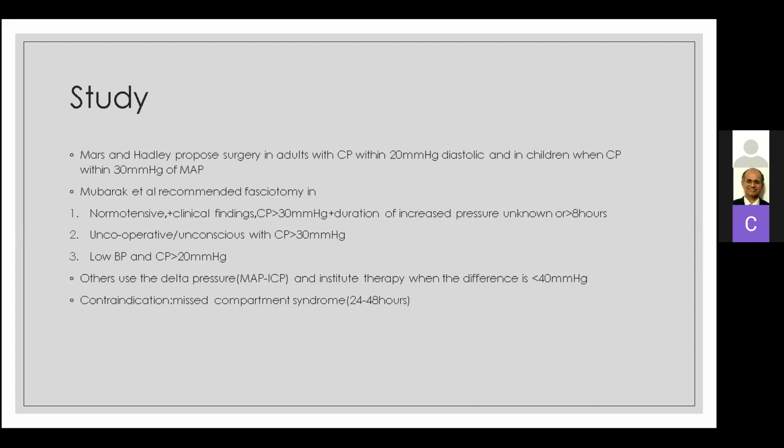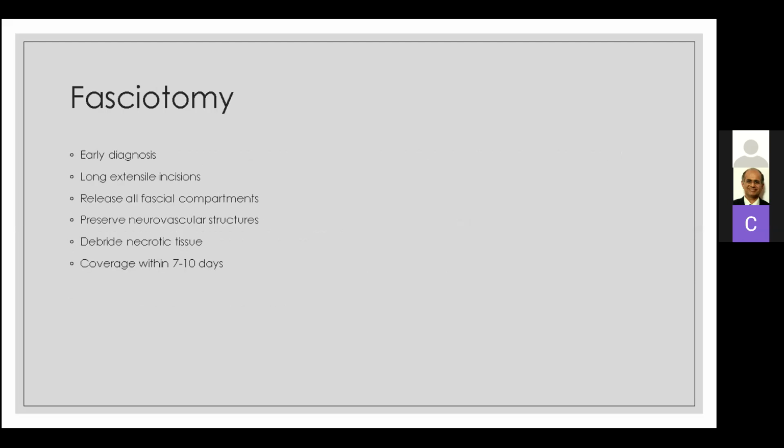A contraindication to fasciotomy is a patient who has a missed compartment syndrome. There are differing times. Others say 24 to 48 hours. Others can be 36 up to 72 hours. They found that there's no benefit in doing the fasciotomy because there's already irreversible damage to the muscles and the nerves. So the fasciotomy will offer no benefit to the patient.